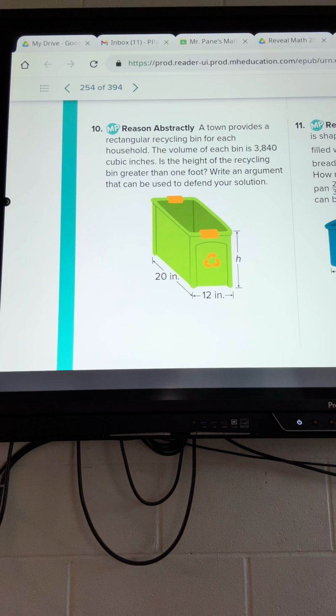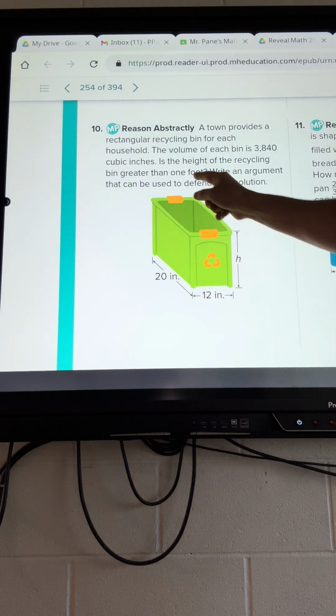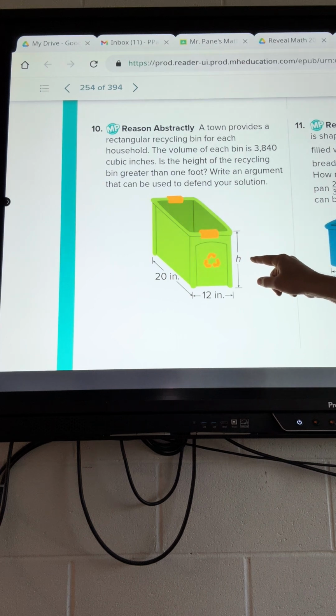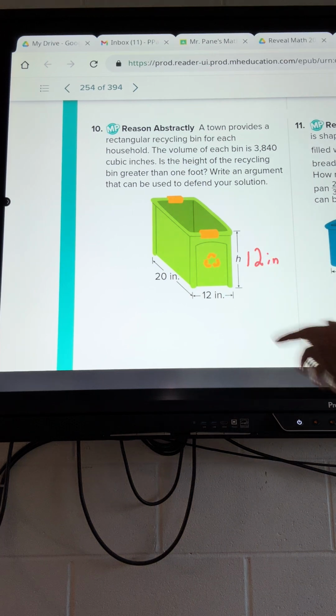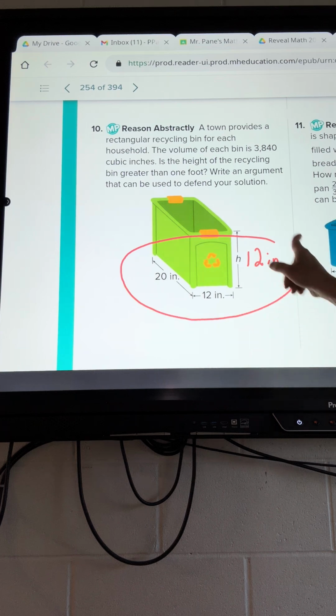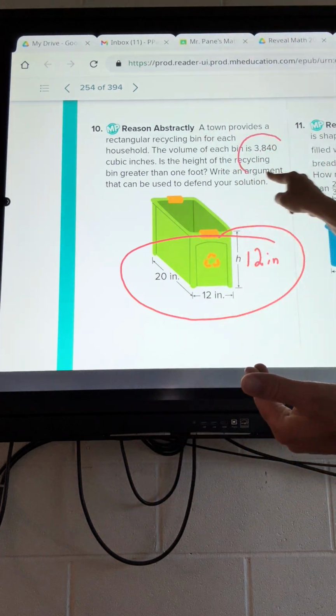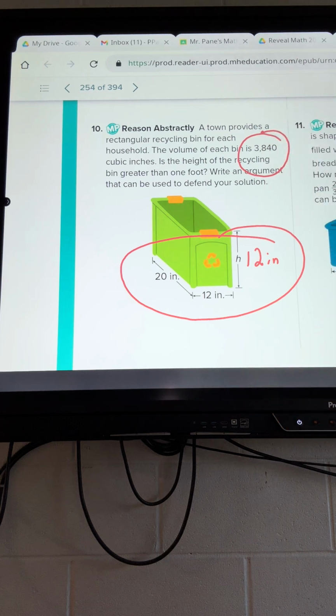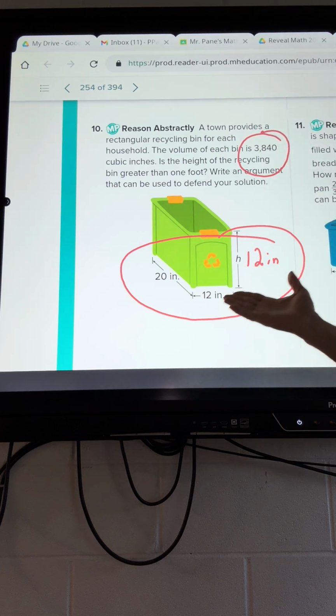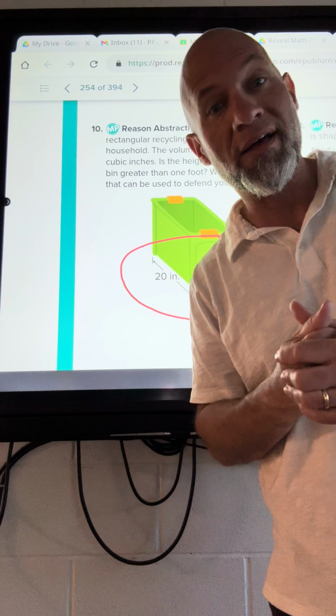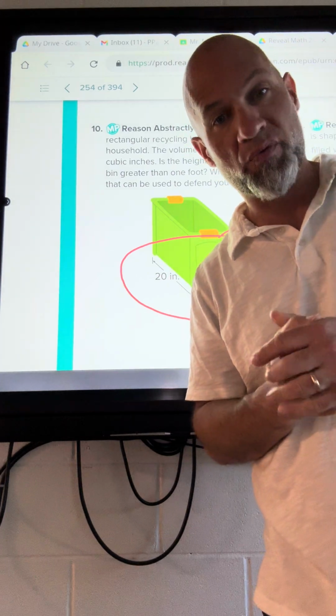So we've got cubic inches here. It says, is the height of the recycling bin greater than 1 foot? All I would do here is replace the height with 1 foot. In this case, that would be 12 inches. Now multiply these and see what you get. Compare what you get to the 3,840. That should tell you whether or not the height is less or greater than 1 foot.